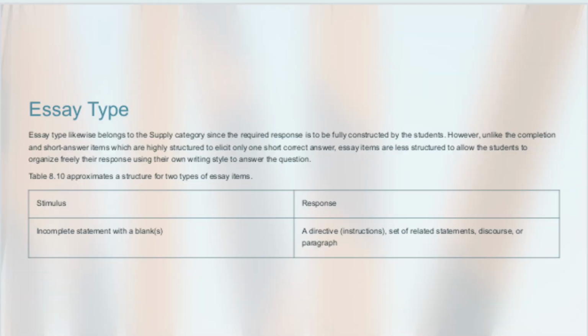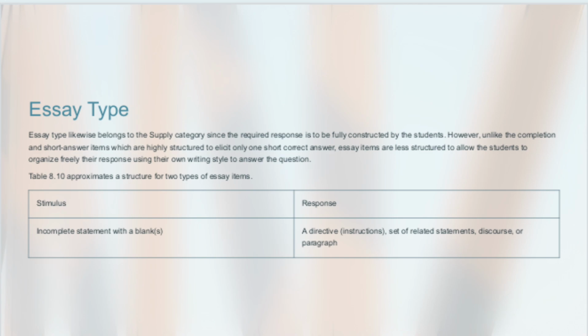So let's move on to the non-objective supply types. This type contains the essay type. Essay type likewise belongs to the supply category since the required response is to be fully constructed by the students. However, unlike the completion and short answer items, which are highly structured to elicit only one short correct answer, essay items are less structured to allow the students to organize freely the response using their own writing style. The table shows the example of constructing an essay type.